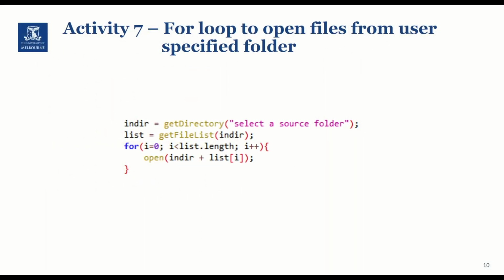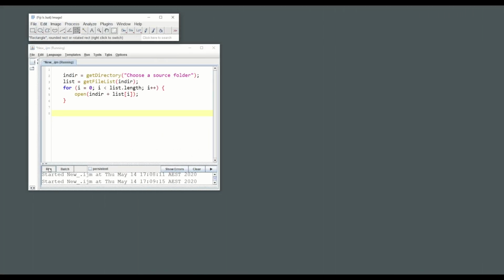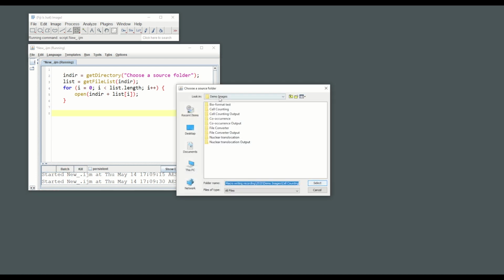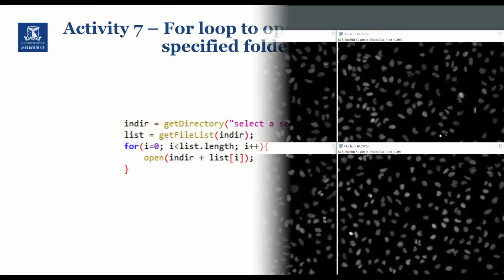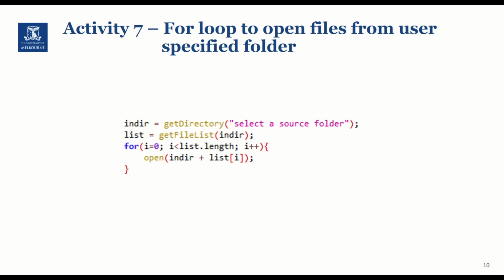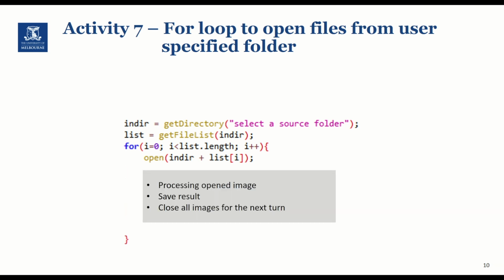And the last activity was testing these 4 lines of code, which opens the image from the folder specified by us. This was using the for loop and array, and this will be the starting point for today, where we are going to add an image processing step inside this for loop. So after the first image is opened, we will process the opened image, save the result, and close all the images for the next turn.